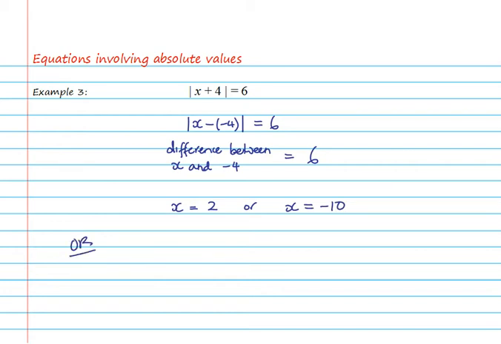Again, we could also think about this purely algebraically. So modulus of x plus 4 has to equal 6, which means that the thing inside the modulus signs on the left-hand side here could either be equal to 6 or it could be equal to negative 6. Subtracting 4 from both sides, x equals 2 or x equals negative 10 are our two solutions to this equation.